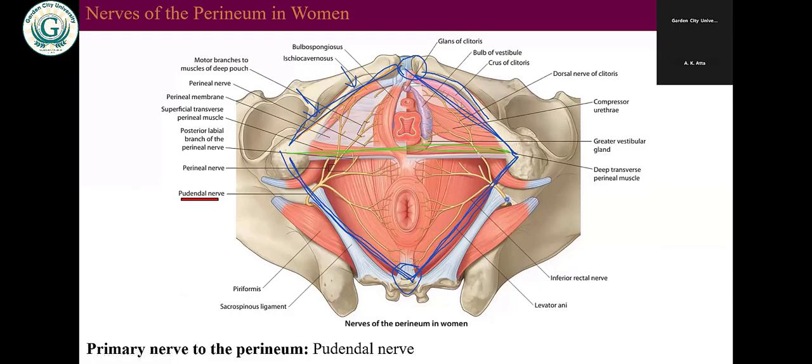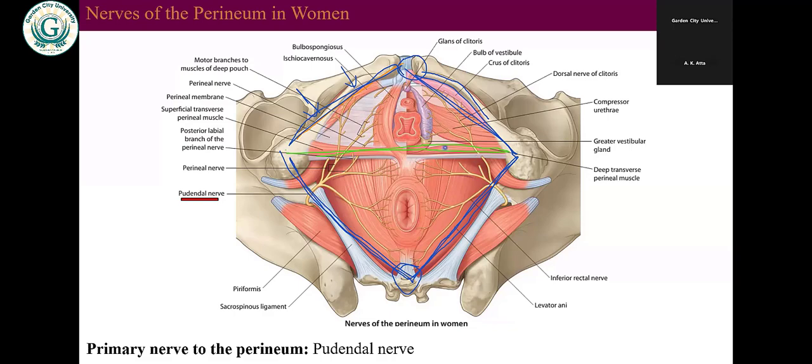Remember, when we were looking at the anal canal, we said that there is an external anal sphincter and an internal anal sphincter. The internal anal sphincter is a smooth muscle. The external anal sphincter is a skeletal muscle, and it is supplied by the pudendal nerve. Likewise, the external urethral sphincter is a skeletal muscle and the internal urethral sphincter is a smooth muscle. The external urethral sphincter is also supplied by this pudendal nerve.